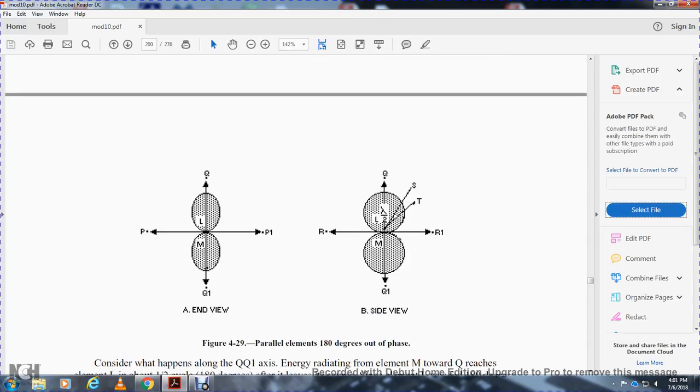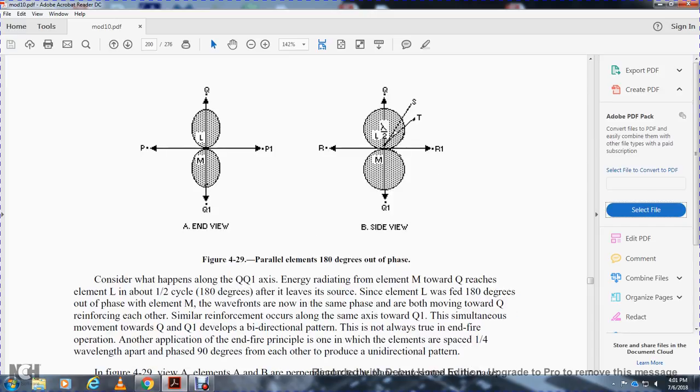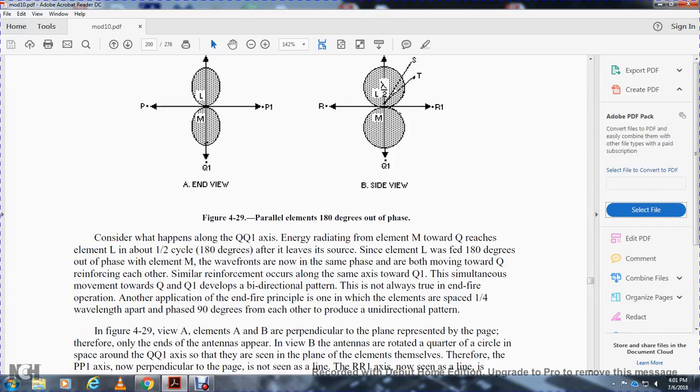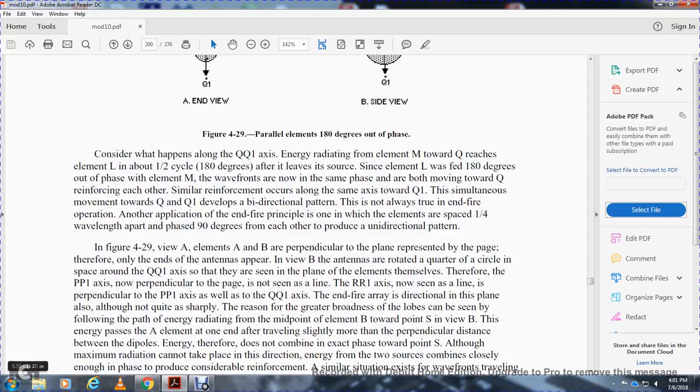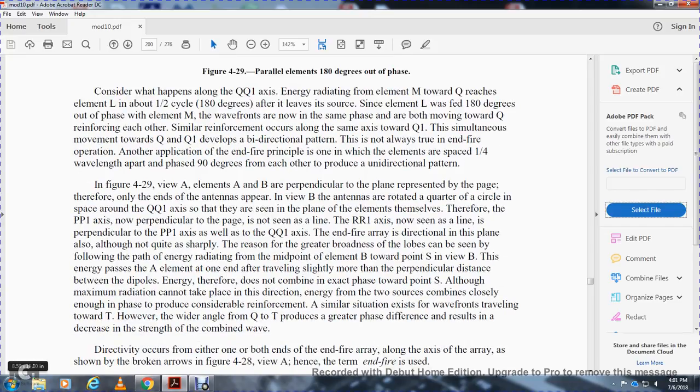Figure 4-29: parallel elements 180 degrees out of phase. Consider what happens along QQ1 and the energy radiating from element M toward Q. It reaches element L at approximately 1/2 cycle, or 180 degrees, later. After leaving the source, L was 180 degrees out of phase with element M, so the wave fronts are now in phase and reinforce each other. The same reinforcement occurs along the axis toward Q1. They move simultaneously toward Q and Q1, developing a bidirectional pattern, but this is not always true of end-fire operation. Another application of the end-fire principle uses elements fed in phase, 1/4 wavelength apart, with the phase 90 degrees from each other, to produce a unidirectional pattern.